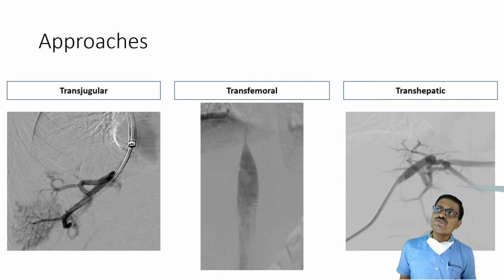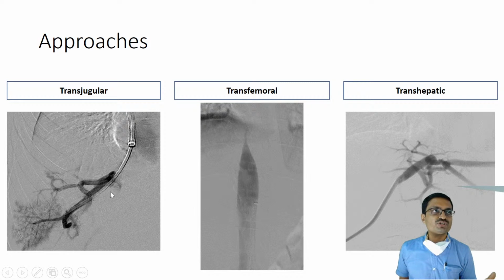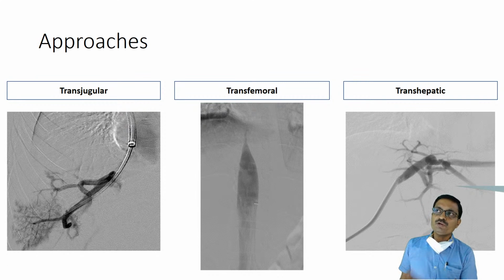What are the approaches which we use? The most common approach we use is a transjugular approach. We come through the internal jugular vein, through the right atrium, and then try to negotiate the obstruction. There will usually be a small beak of the right hepatic vein or the middle hepatic vein which we are trying to recanalize. Once we wedge our needle into that beak, we are able to poke across the obstruction to get into the patent part of the vein.